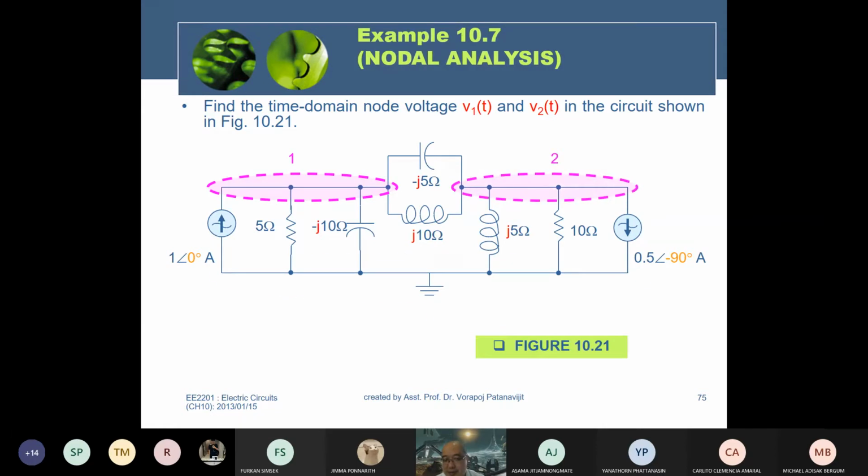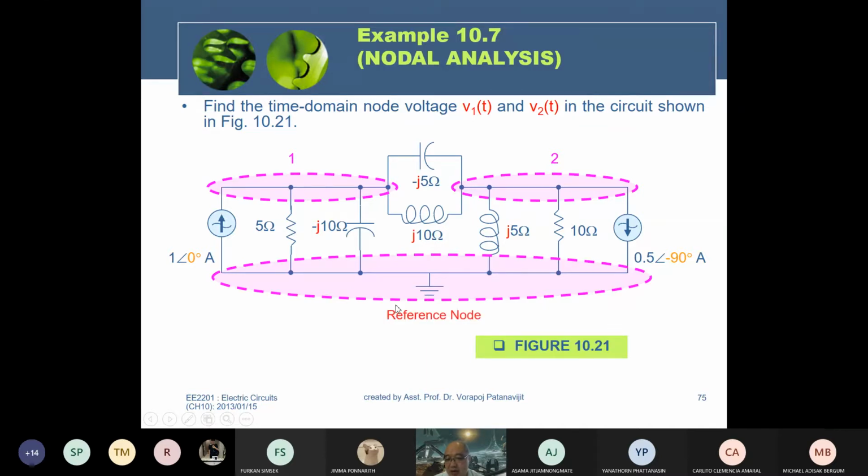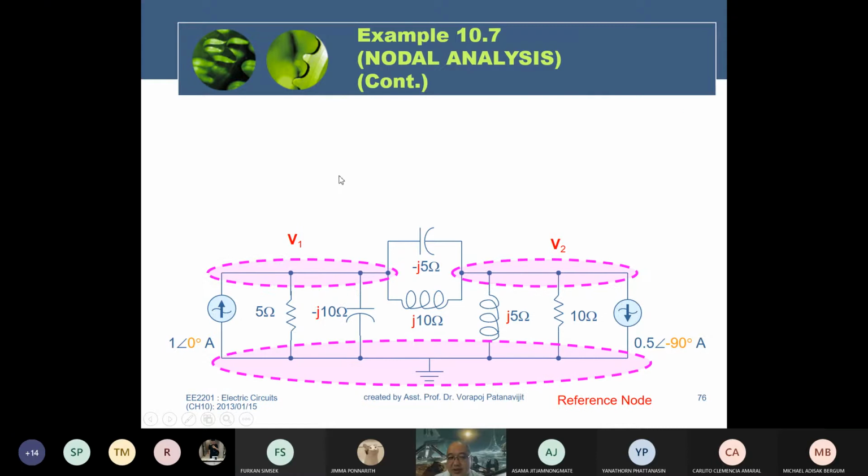Now, in this circuit, we have three nodes: node 1, node 2, and node 3. Node 3 is already the ground, so we take the ground as the reference node. Node 1 has voltage V1 and node 2 has voltage V2. All the sources in the circuit are current sources, therefore you can apply nodal analysis to analyze them.